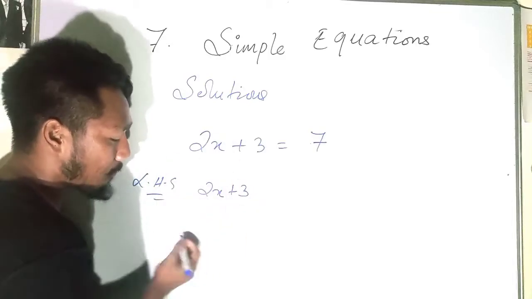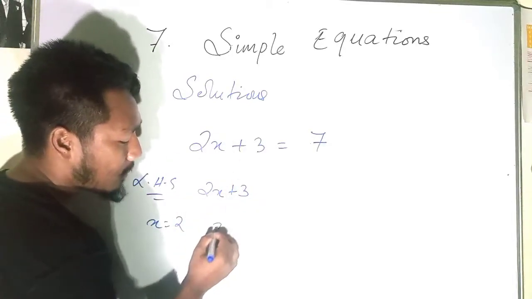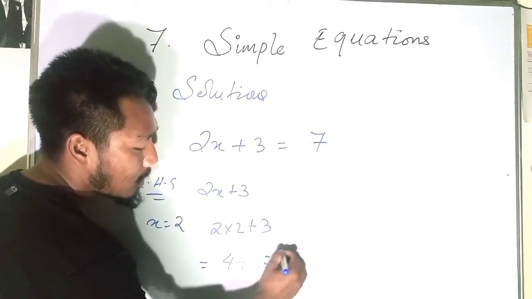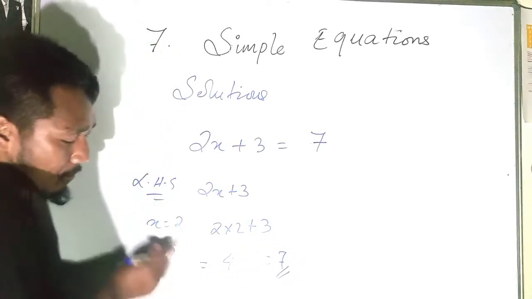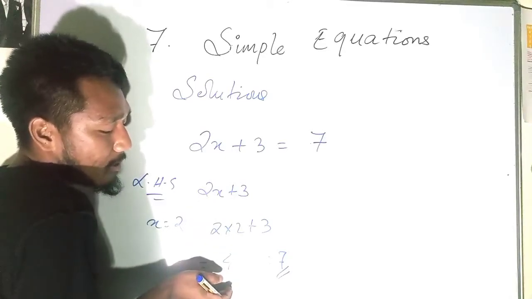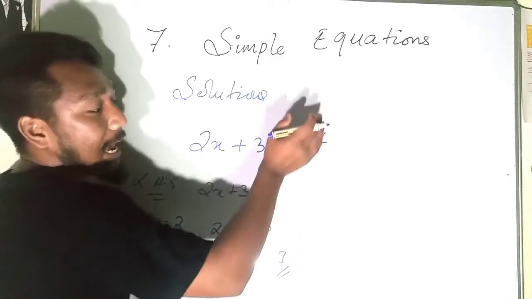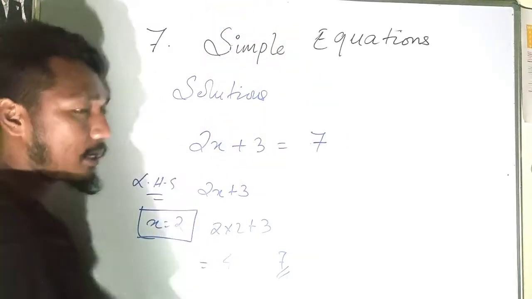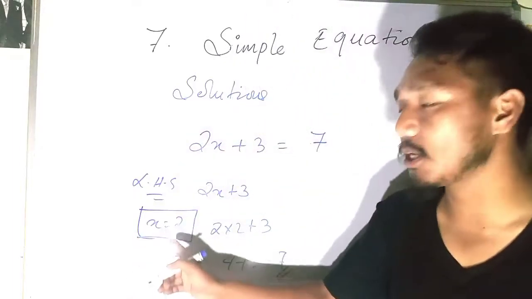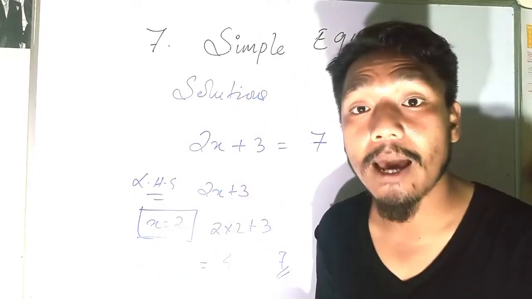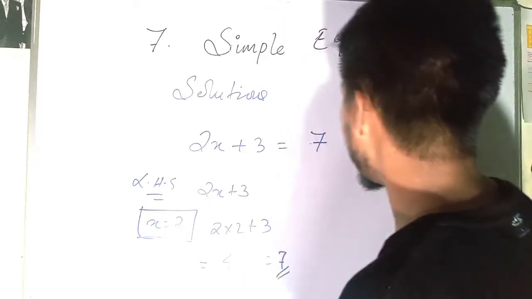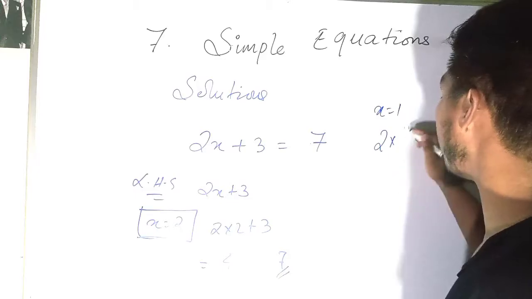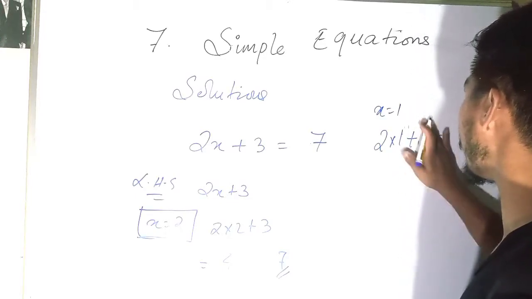Now if I put the value x is equal to 2, that means 2 into 2 plus 3 is equal to 4 plus 3, that is 7. If I put the value of x on the left hand side, we get the value 7, which is exactly equal to the right hand side. This value, x is equal to 2, is what we call the solution of an equation. But if I put the value x is equal to 1, the left hand and right hand sides will not be equal. Obviously, they will not be equal.